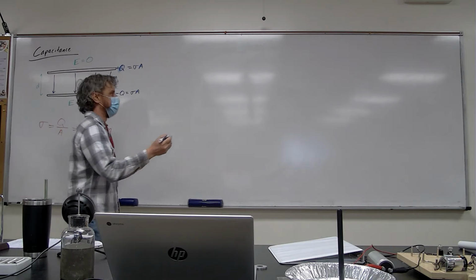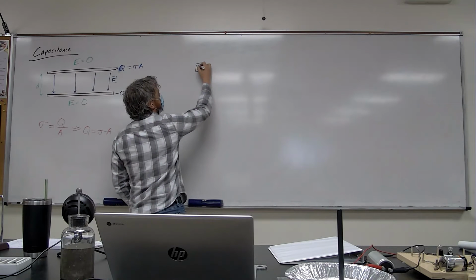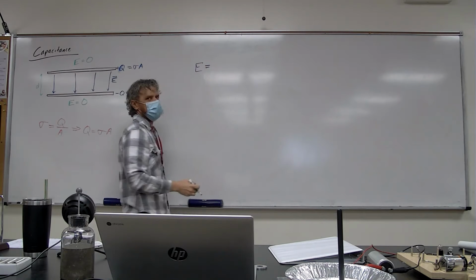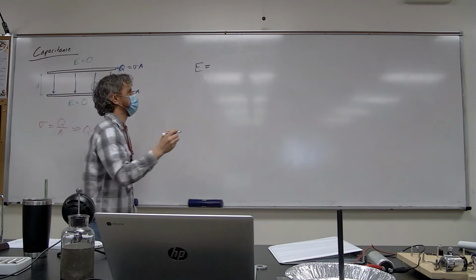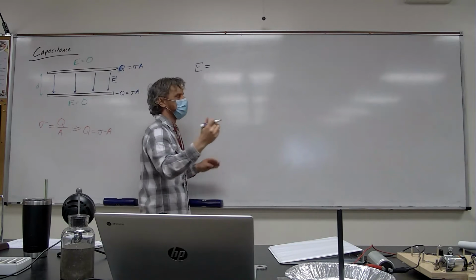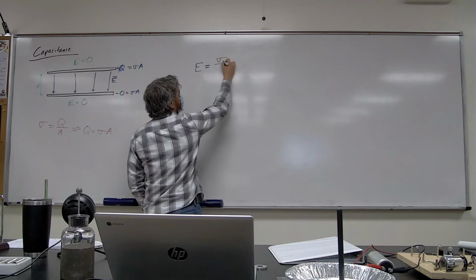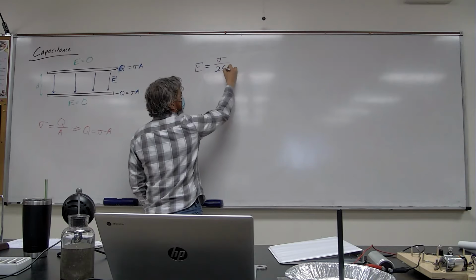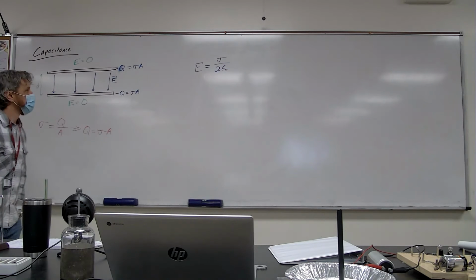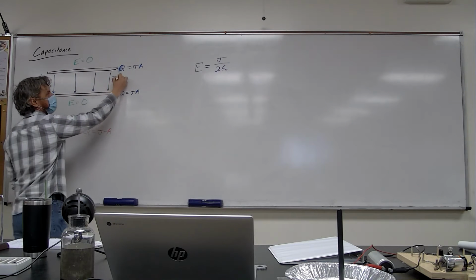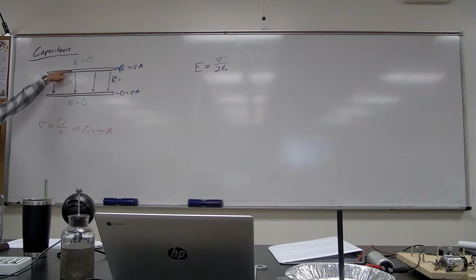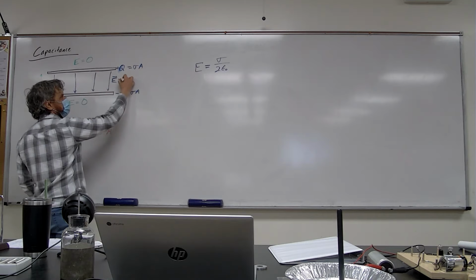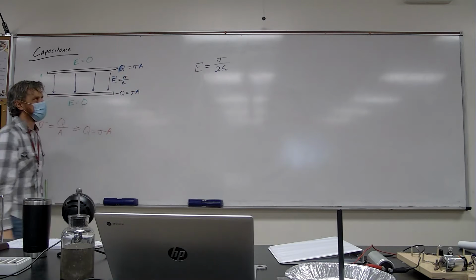Remember, someone said the electric field due to a single charged conducting plate is going to be sigma over 2 epsilon naught, right? The electric field in here is the electric field due to the positive plus the electric field due to the negative. They both point in the same direction, so this is just sigma over epsilon naught, right?